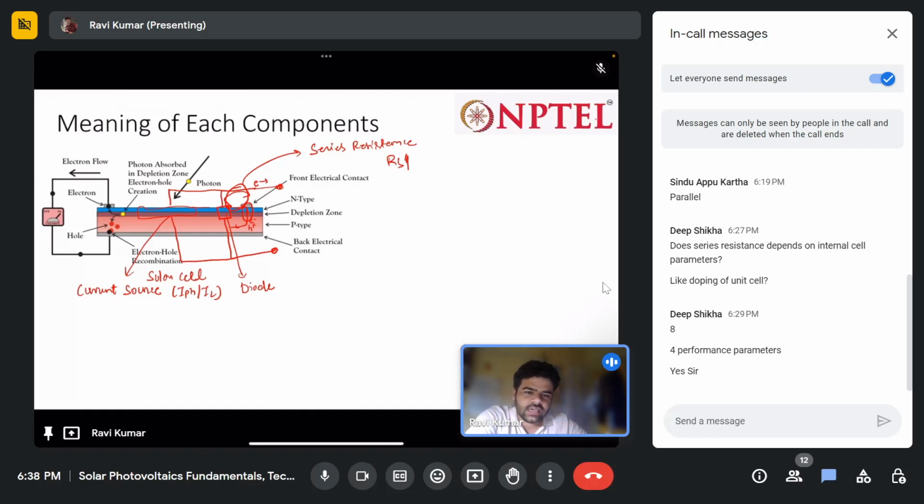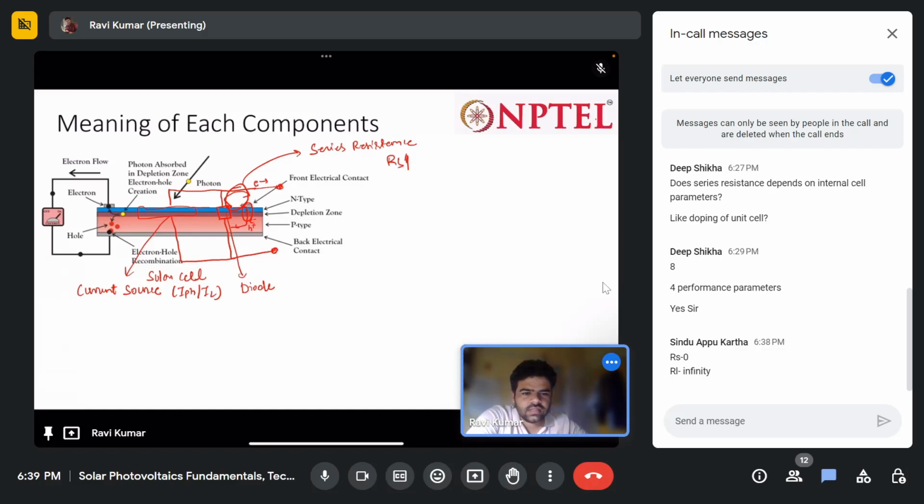Just write in the chat box. Okay, there are two options, infinite or zero, right? Hindu is saying RS 0. Yes, definitely true. Okay, now let's see. You are saying RS should be 0. And one condition is right here, like RSH becomes 1000 ohm. So what will you imagine?